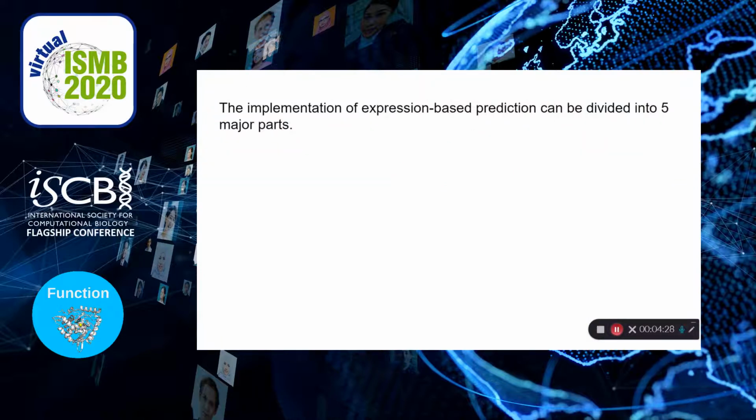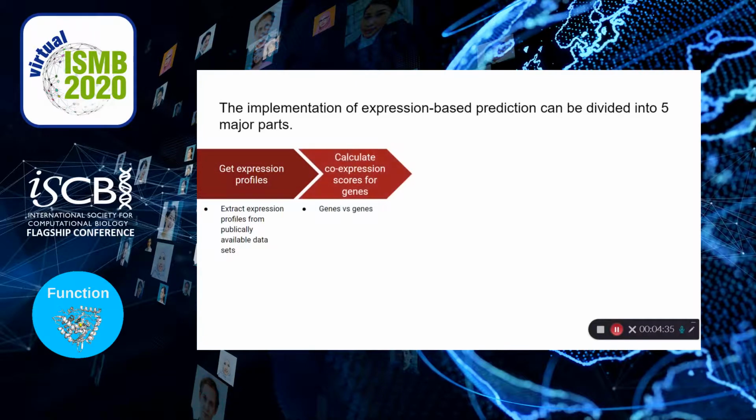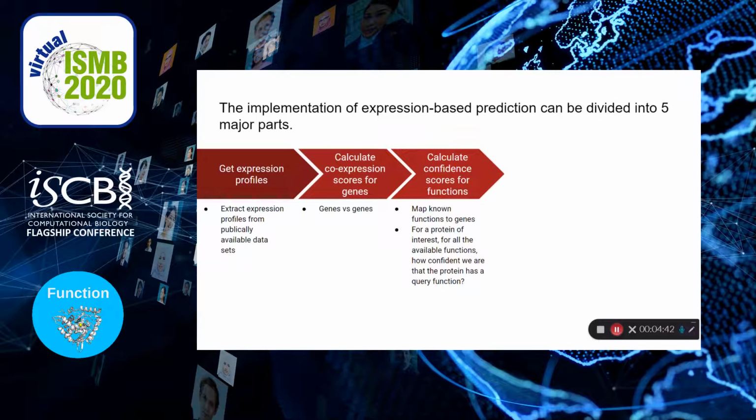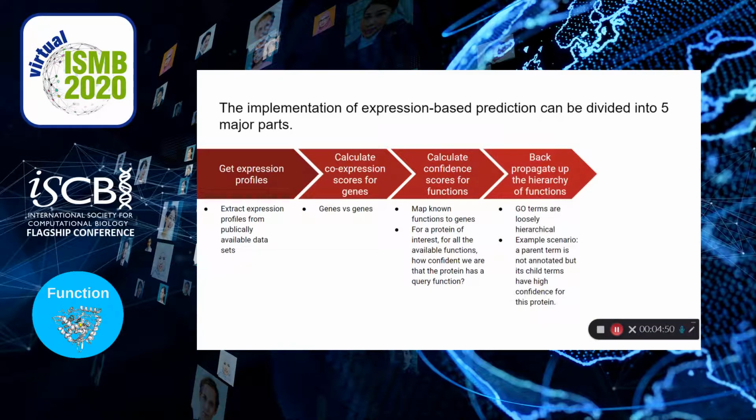And the implementation is going to be divided into 5 major parts. First of all, we need to get the expression data. And with that, we can calculate the co-expression scores between genes, just like we just described. And we calculate the confidence score for gene versus function after compiling different genes together. And we do the backpropagation of the hierarchy of the functions at the end of it. And we would like to benchmark and see how our method is doing. So that's the idea and the implementation of our method.